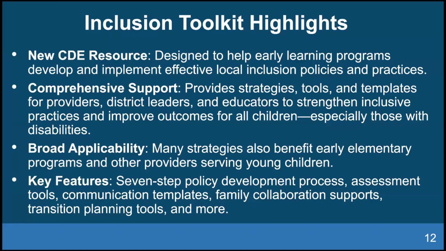policies. Key features of the toolkit include a 7-step process for developing inclusive policies, including assessing current practices, setting goals, engaging interest holders and community partnerships, and evaluating progress. An inclusive policies and practices assessment tool is also available in the toolkit. Sample communications, templates, and family collaboration supports. Transition planning tools to support entry into elementary school, with additional templates, checklists, and communication guides to support implementation.